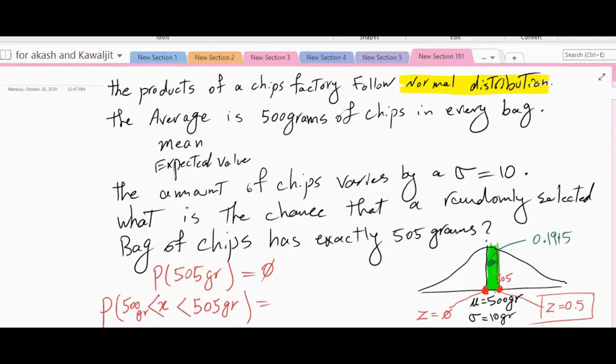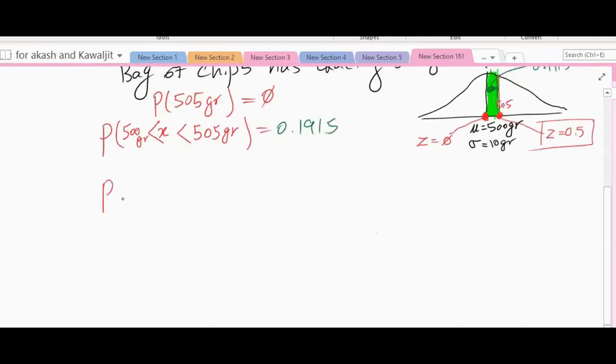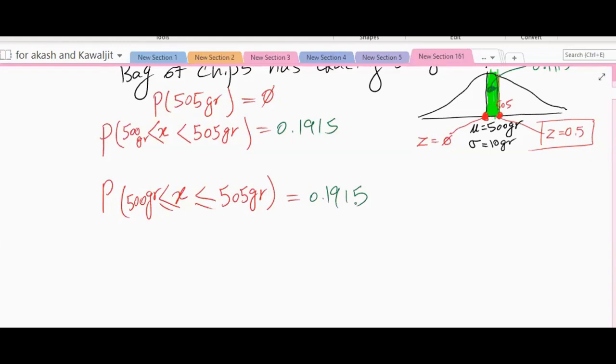0.1915. Beautiful. So the answer to this question is that green area, 0.1915. Okay. What is the chance that X is less than or equal to 505 grams and more than or equal to 500 grams? Because now we are happy even if 505 itself happens. We are not saying less than 505. We are saying that even the 505 itself. So how much would be the area? 0.1915. Exactly, because for specific events, the chance is zero. If you include them or exclude them in a continuous question, it doesn't matter.